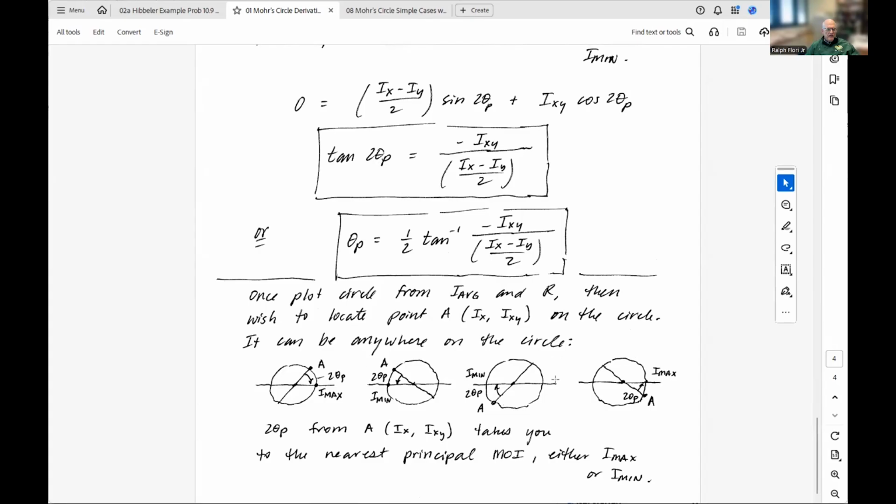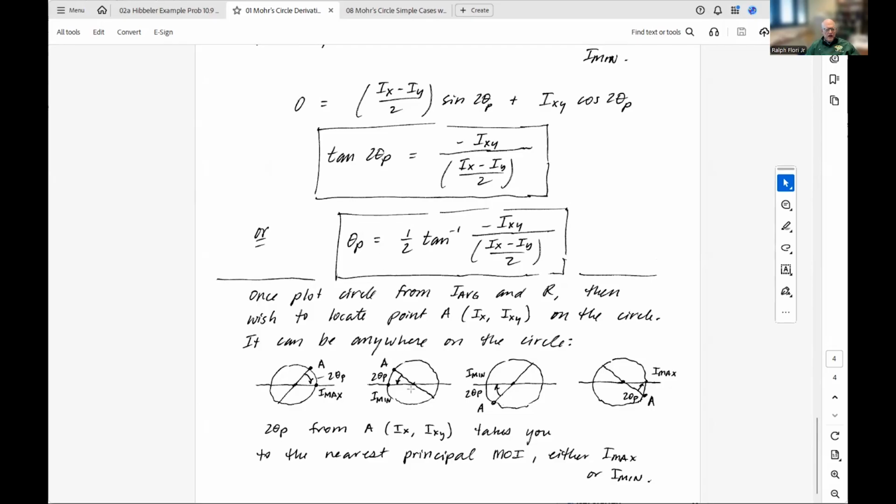And so once you plot your IX and your IXY, that point can be in the first quadrant of the circle, the second quadrant, the third quadrant, or the fourth quadrant of the circle. This equation will always give you the nearest principal axis to the IX face. And so if your IX is in quadrant 1, this will return a negative number, which basically takes you down to I max.